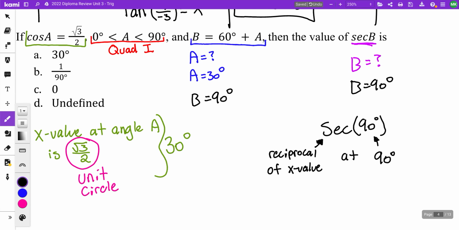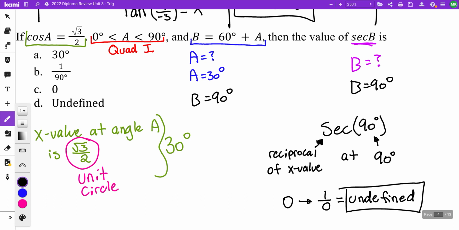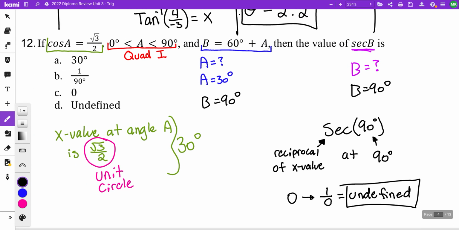Perfect. I go to my unit circle. I look at 90 degrees. It's straight up. The x value is 0. The reciprocal of 0 is not 0. The reciprocal of 0 is 1 over 0, which is undefined. You can't divide by 0. So the answer is D, undefined.